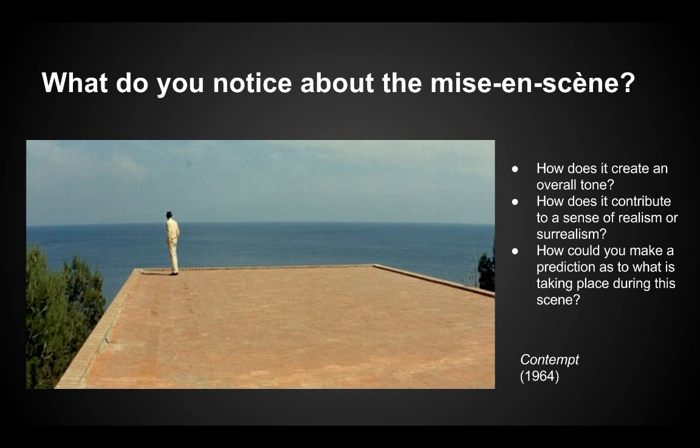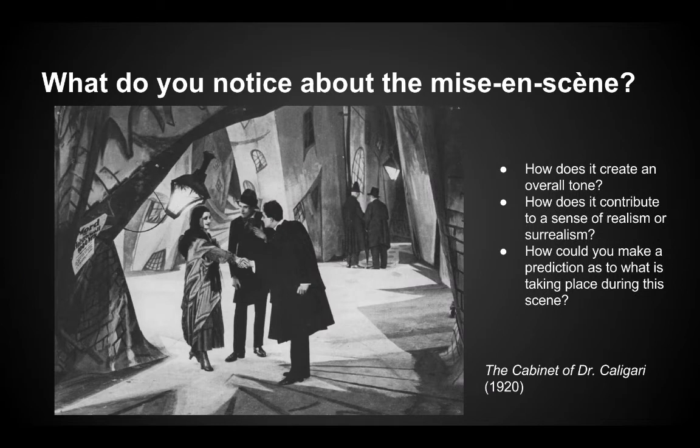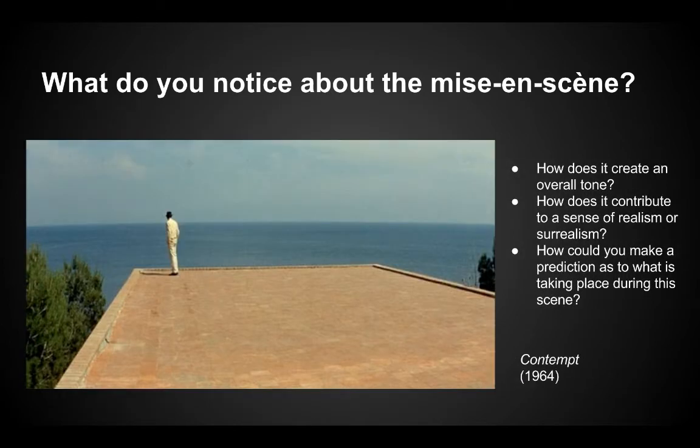So what I would like you to do is to take a look at these two frames. This one is from the movie Contempt. It's a French film. So take a look at it. I know it's very simple, very different than this last one, but look at the mise en scène, think about setting, think about lighting, costumes and props, and then the behavior of the figures. How does it create an overall tone? Does it contribute to a sense of realism or surrealism? And can you make any predictions as to maybe what's going on in the scene?